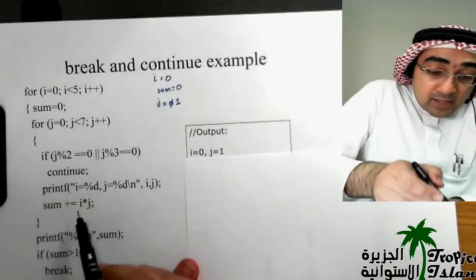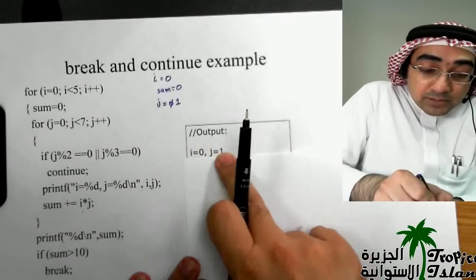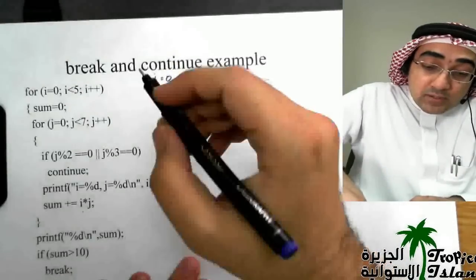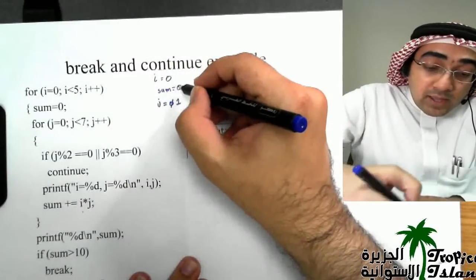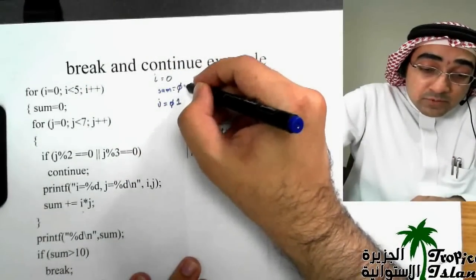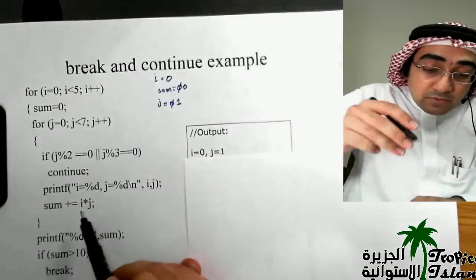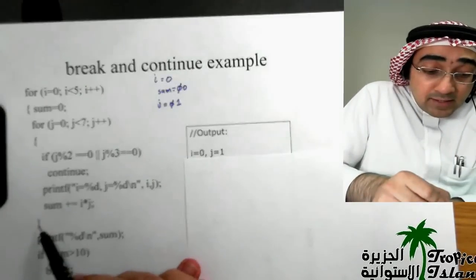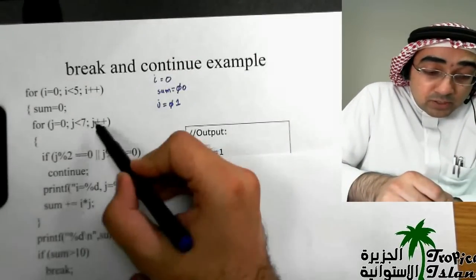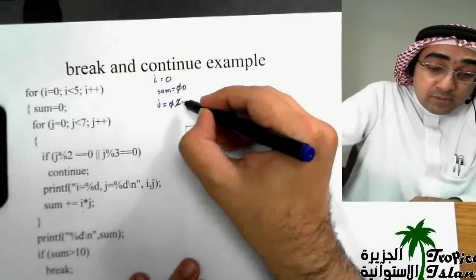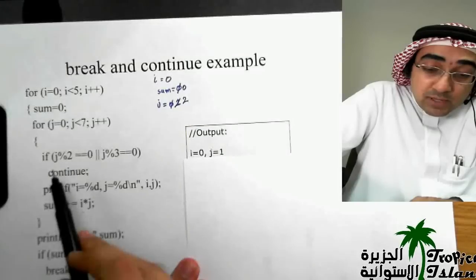Then I come over here, sum plus equals I multiplied by j. So I multiplied by j is 0 multiplied by 1, and you add that to sum, so the sum will become 0. So 0 will become 0 again. Okay. Then I finish the for loop of the j, so I go back, increment my j by 1. So I increment my j by 1, it becomes 2.